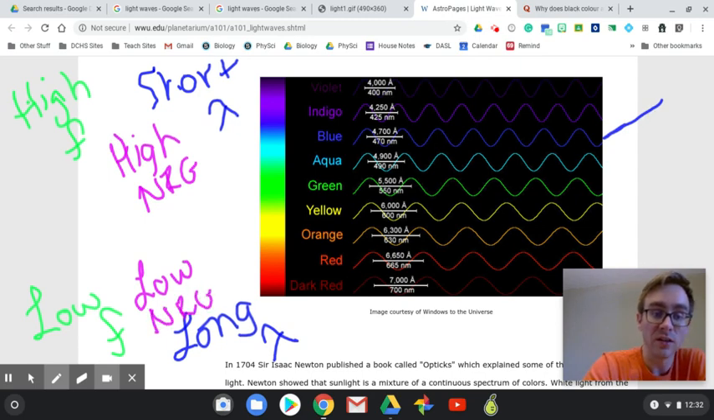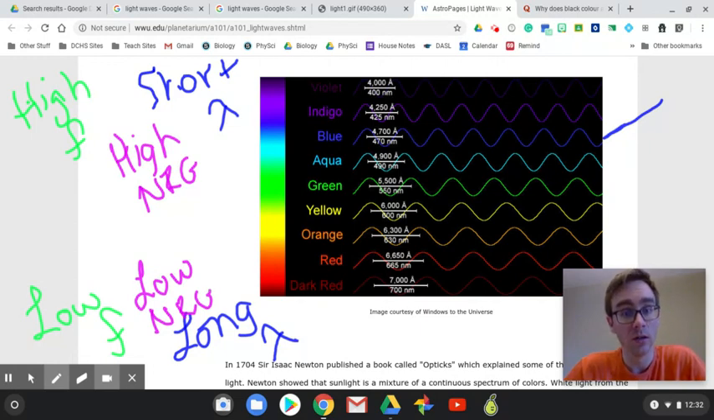And I do have the expectation that you know the difference between them, like which color has a longer wavelength, blue or orange. Think about it. Which one has a longer wavelength, blue or orange? The answer is orange. Which one has higher energy, yellow or indigo? The answer is indigo.